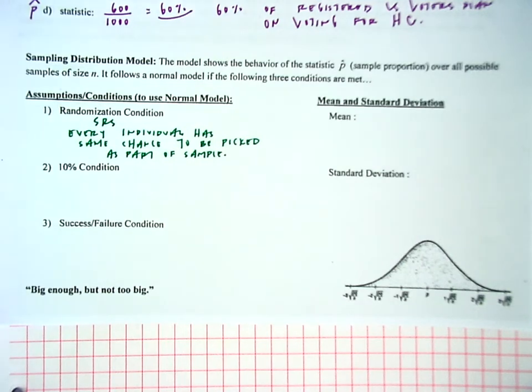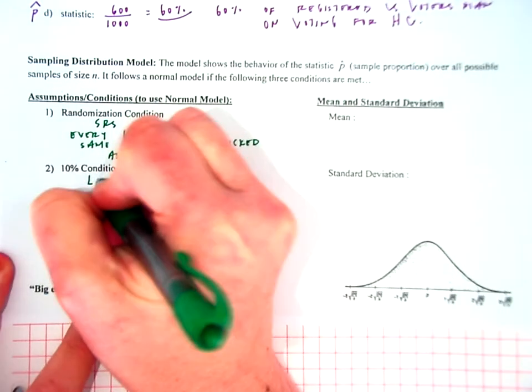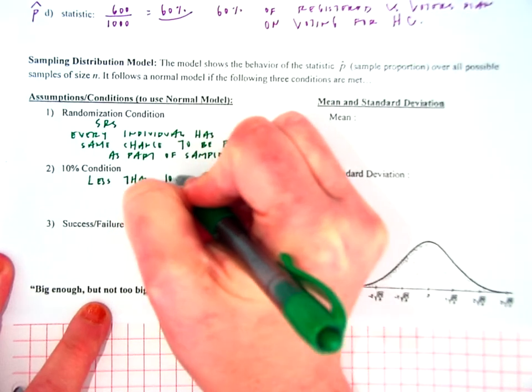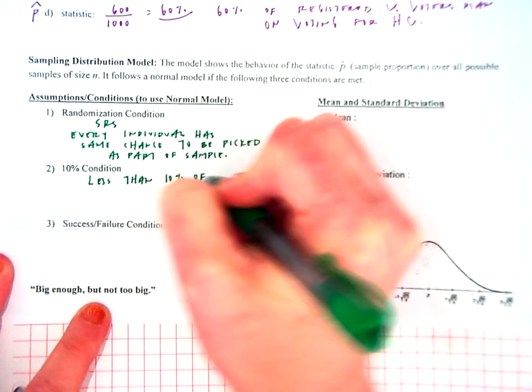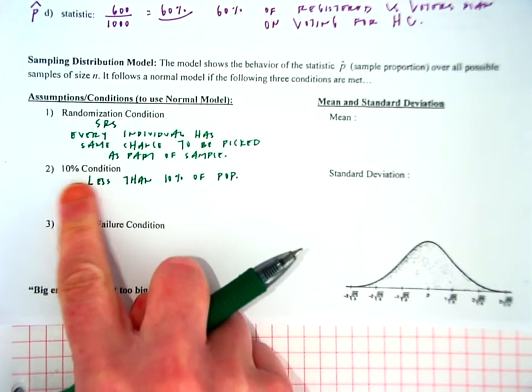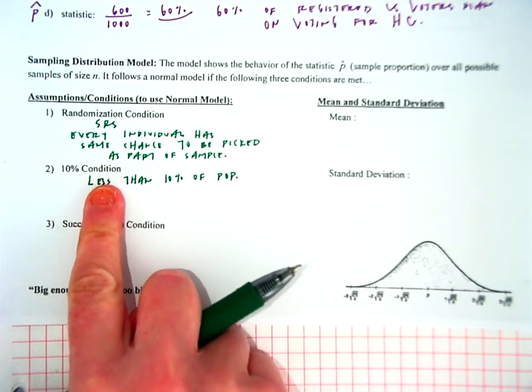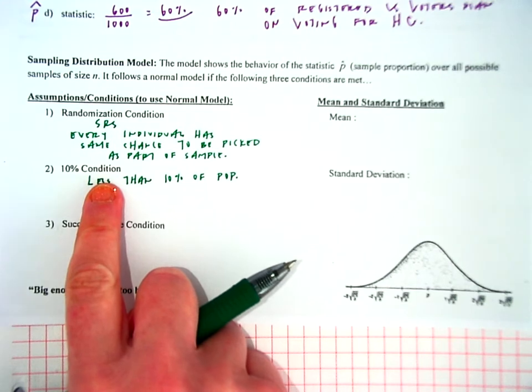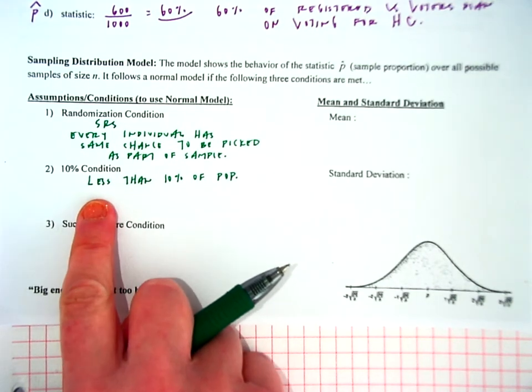Okay, and this condition is really tied to independence. We want to make sure that we don't have too big of a sample size where one outcome could influence another. Okay, success/failure. We want to make sure that our sample size is big enough so that both the number of successes and the number of failures are at least 10.